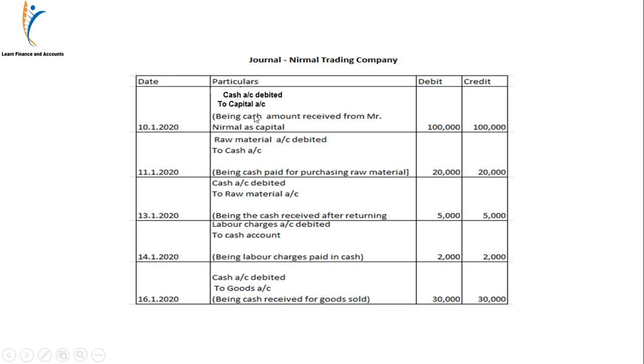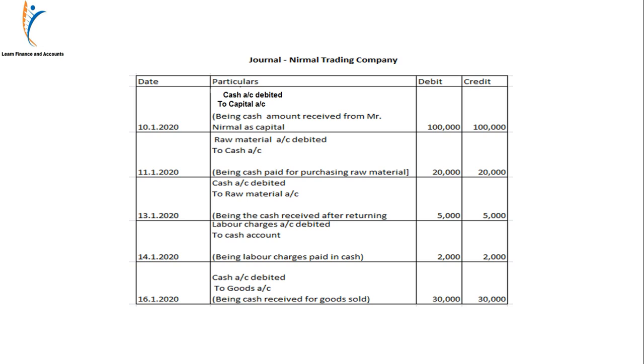And the last transaction is where we have sold some finished goods. So cash is coming into the organization. So cash account will be debited in that case. Goods account will be credited. Here we can also credit sales account. When we purchase raw material, we can call that purchase account. When we sell something, we can call it sales account.